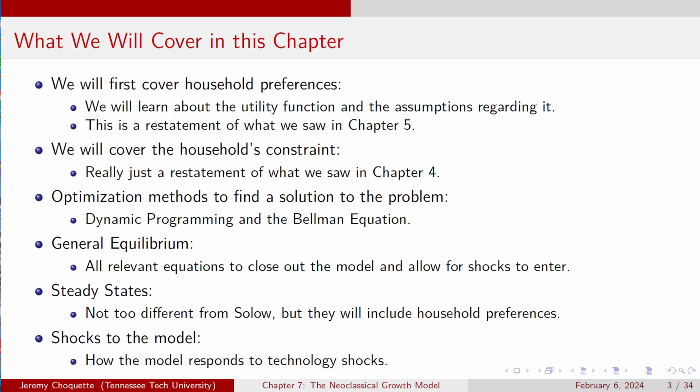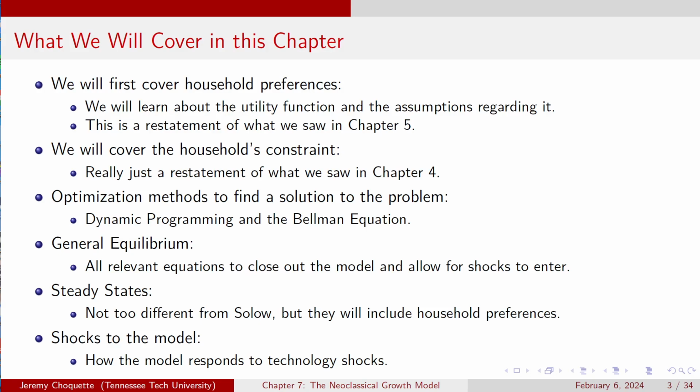What are we going to do? Well, first we're going to cover household preferences. We're going to learn about the utility function, and it's really just a restatement of what you saw in Chapter 5. So we'll go through it kind of quickly. Next, we're going to cover the household's constraint, which is just a restatement of what we saw in Chapter 4. Okay, well, it's not that bad. We're going to spend a lot of time on the optimization methods to find a solution to the problem, which is where we're going to be using what's known as dynamic programming and the Bellman equation.